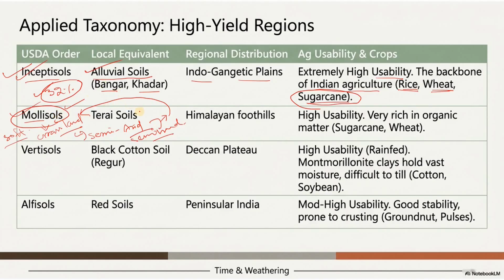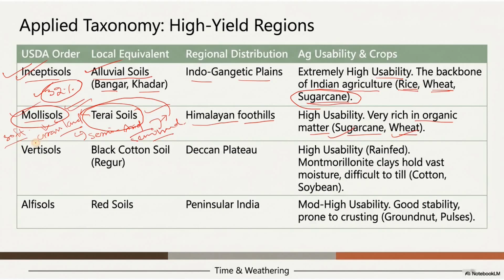What is its local equivalent? Means in India, what it is locally more or less the same as, that is tarai soil. And where these soils are found, these are the Himalayan foothills. In the Himalayan foothills, we find these tarai soils. It has high usability because this is the most fertile soil and very rich in organic matter, and sugarcane and wheat are produced in the soil, and sugarcane and wheat are also a type of grasses.